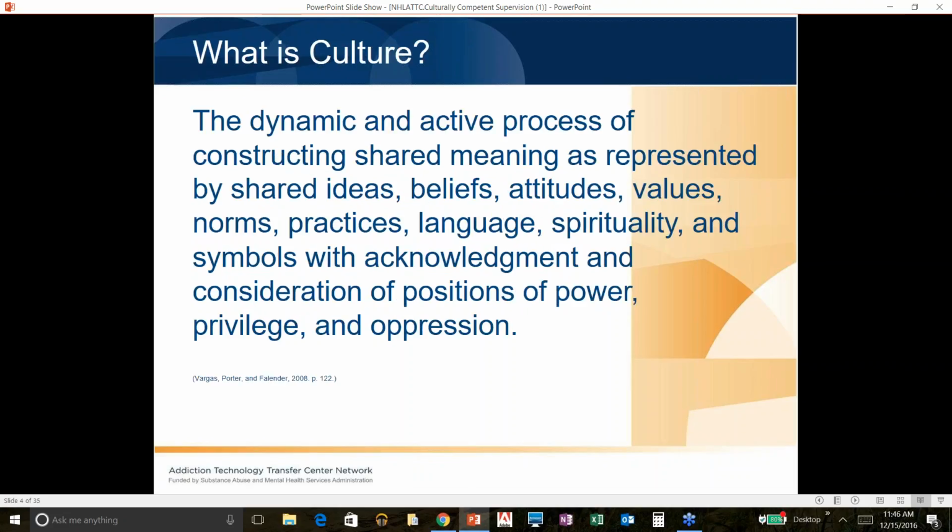And so just to give another definition today, what is culture? For today's presentation, because even within the literature there are many different definitions of culture, we'll define it as the dynamic and active process of constructing shared meaning as represented by shared ideas, beliefs, attitudes, values, norms, practices, language, spirituality, and symbols with an acknowledgement and consideration of positions of power, privilege, and oppression. And I think that definition fits best today, understanding that we're discussing dynamic and moving relationships between the supervisor, supervisee, and the client. And so this is something that is ever changing, even as our client or even as our supervisee increases in knowledge, perhaps increases in position within employment, culture can continue to change. It's not a static thing that once we have it, we have it.